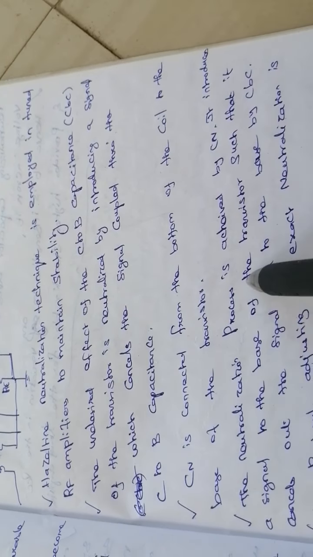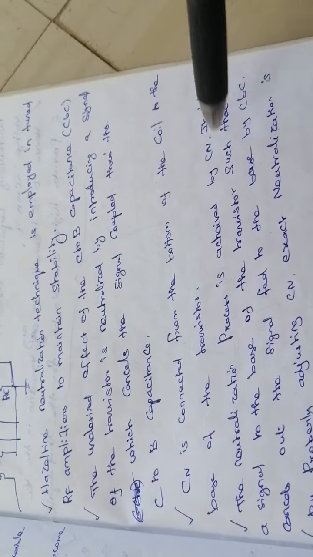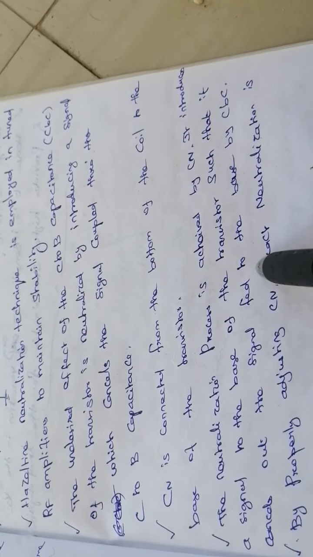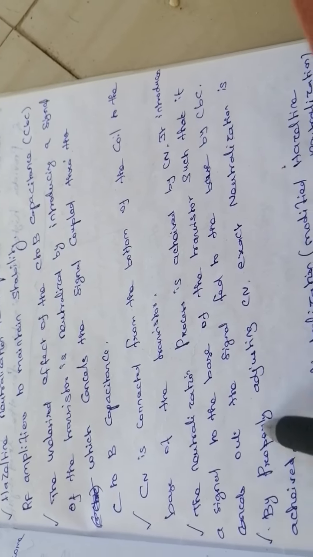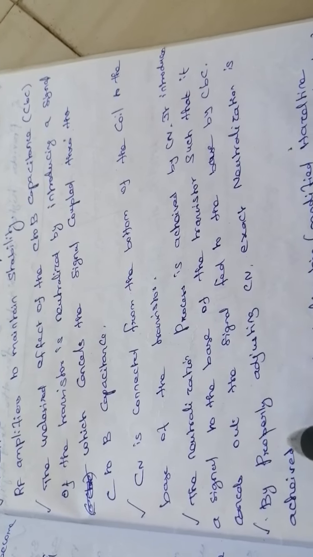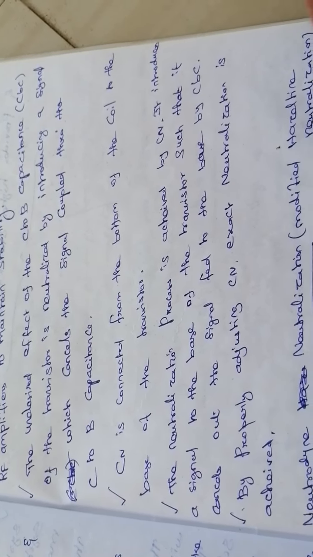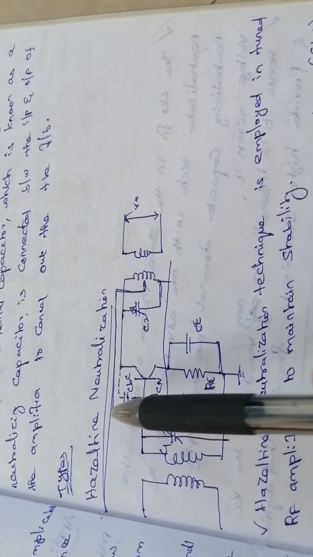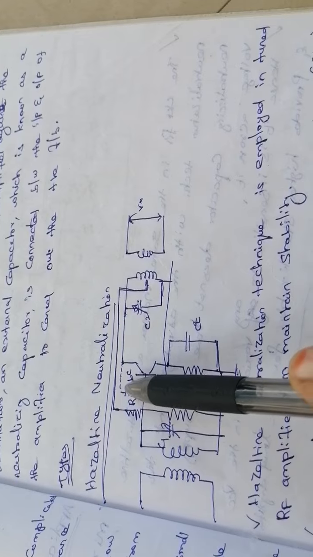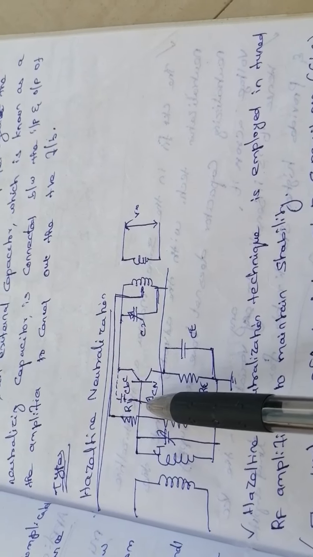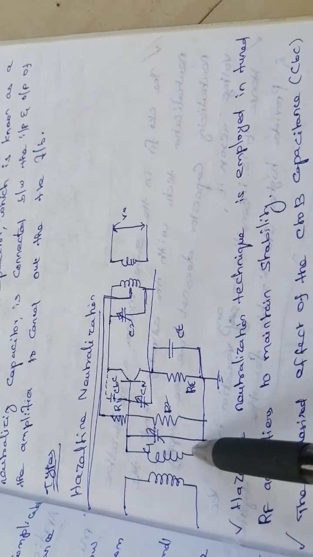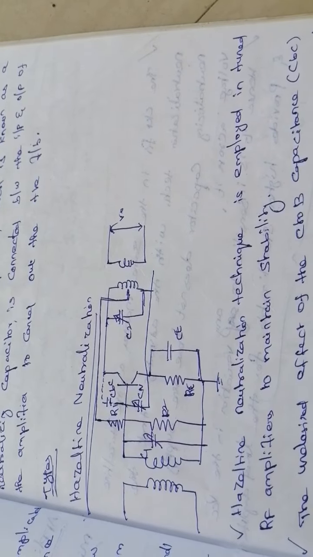The neutralization process is achieved by Cn. It introduces a signal to the base of the transistor such that it cancels out the signal fed to the base by C_BC. By properly adjusting Cn, exact neutralization is achieved. Here both capacitances cancel each other, and then the circuit becomes stable as a tuned amplifier.